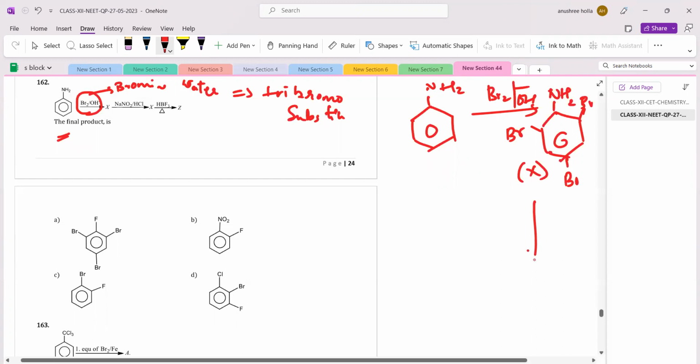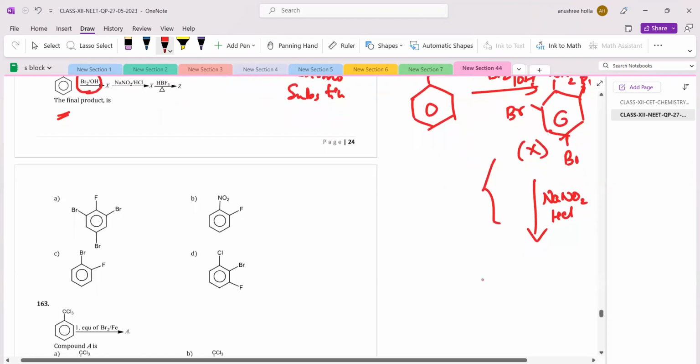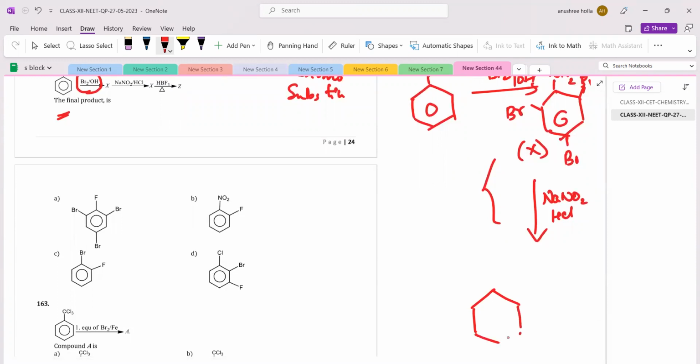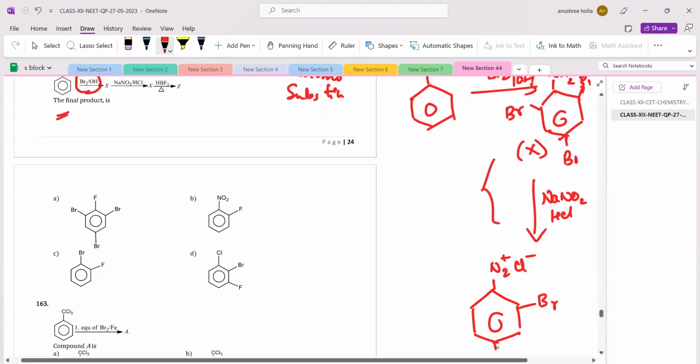Now to this, I'm adding NaNO2 and HCl. This is clearly the reaction in which we prepare benzene diazonium chloride. So you'll get N2Cl in the place of NH2, and these three bromines will remain intact.